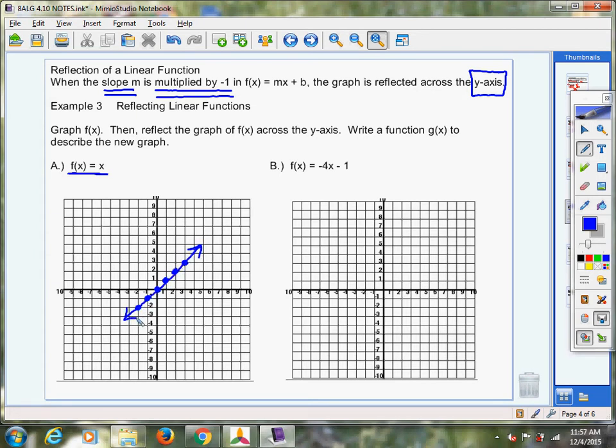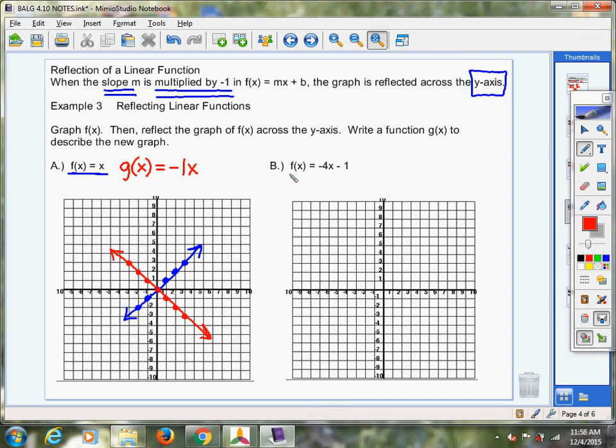Now, if I want to reflect it, then what I'm going to do is I'm going to multiply the slope by -1. Now, my slope is 1 in the original. So I'm going to multiply that slope by -1, and this is what I'm going to graph. Still going to go through the origin. That's not going to change, but now I'm going to go up and left, up and left, up and left, or down and right. And see how it forms that X? Isn't that neat? That is a reflection right there.